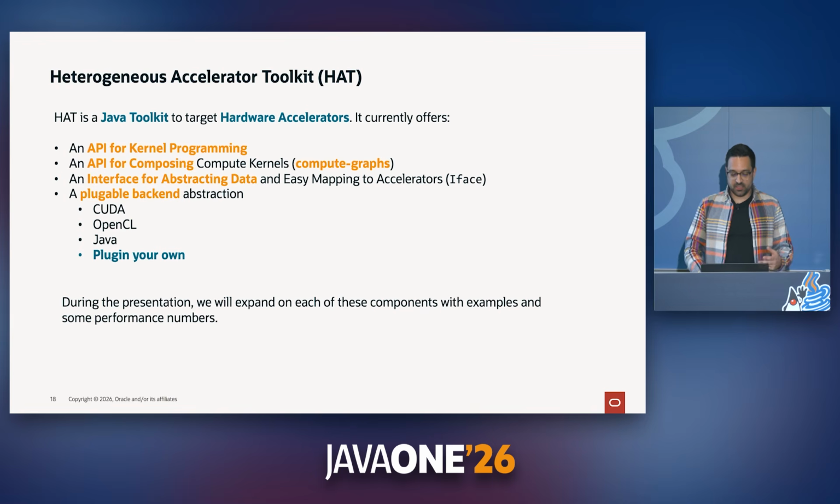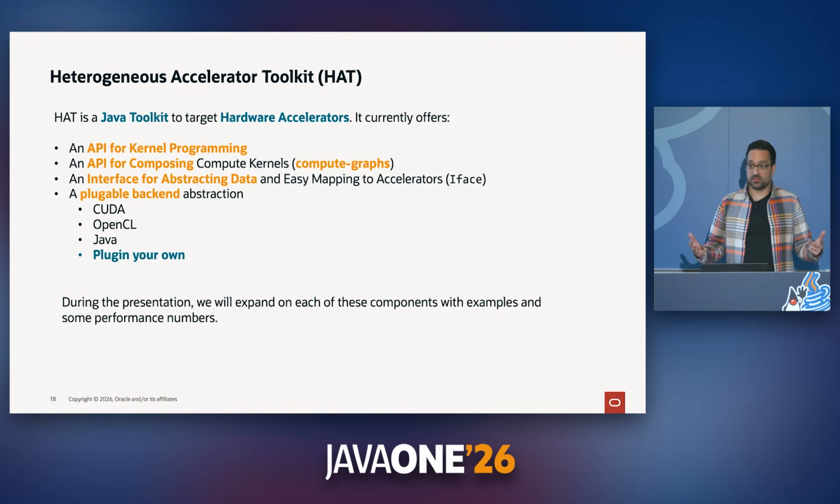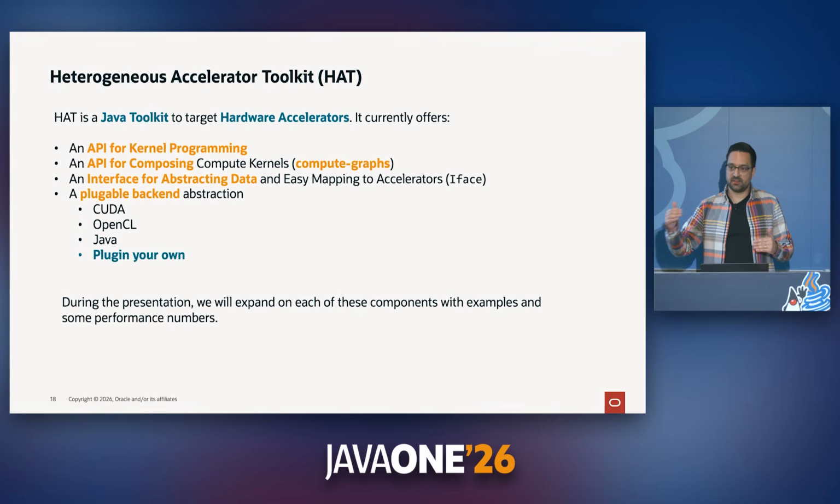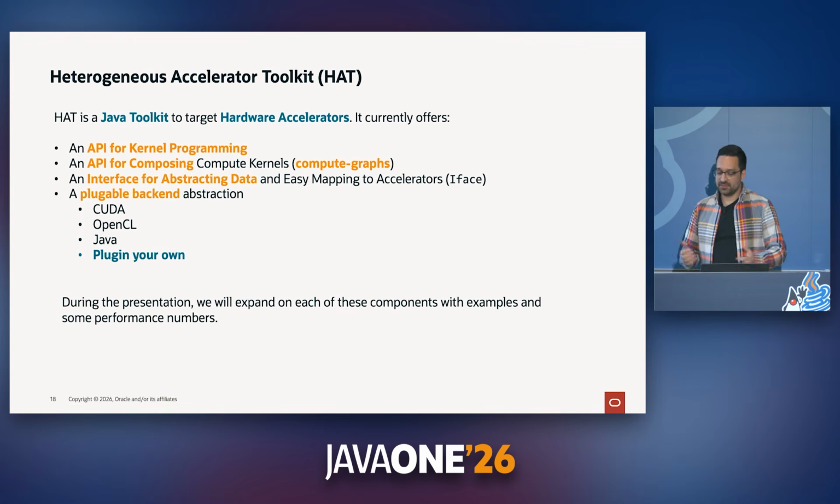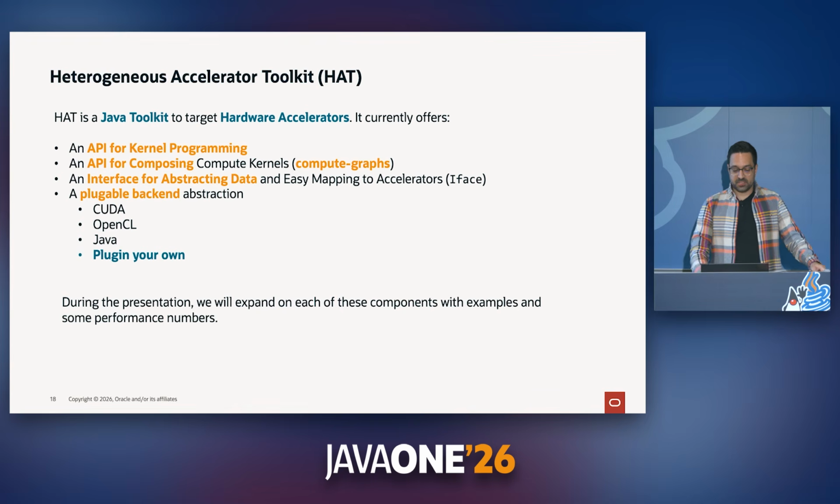Second reason is that we could have a Java backend using, for example, Vector API. Our programming model, I will explain how the programming model looks like in a bit, matches really nicely with the Java Vector API. And you can plug in your own backend. In fact, we want developers to extend this, for example, for Metal, for XLA, you name it, right? So during the presentation, I'm going to expand on each of these topics. This is very abstract, okay? This is just an intro to HAT.